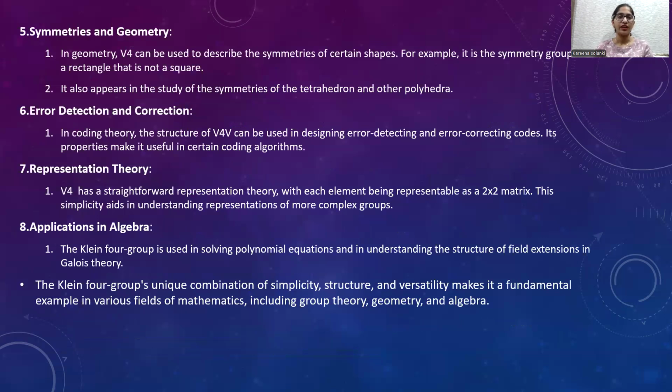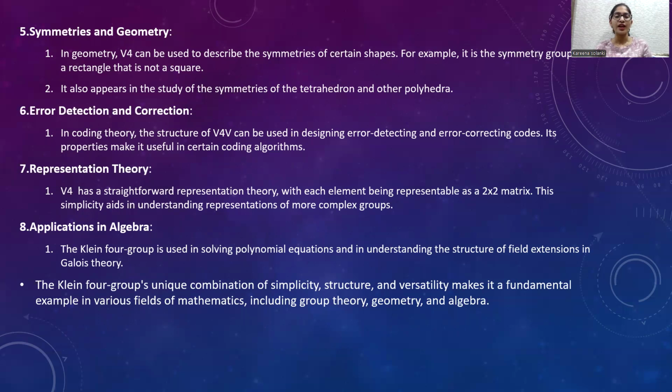Symmetries and geometry. In geometry, V4 can be used to describe the symmetries of certain shapes. For example, it is the symmetry group of a rectangle that is not a square. It also appears in the study of the symmetries of the tetrahedron and other polyhedra. Error detection and correction. In coding theory, the structure of V4 can be used in designing error detecting and error correcting codes. Its properties make it useful in certain coding algorithms.